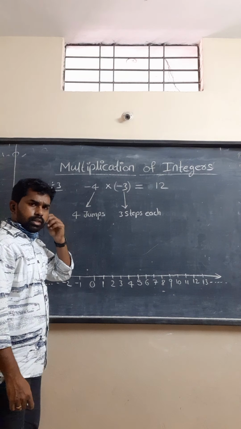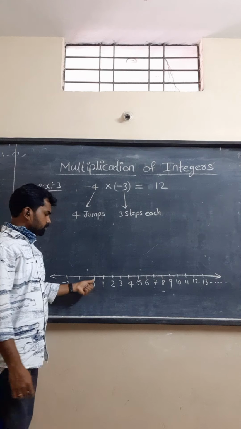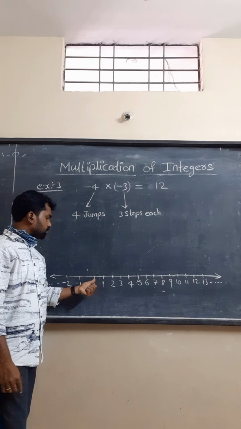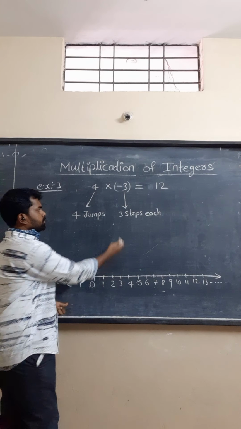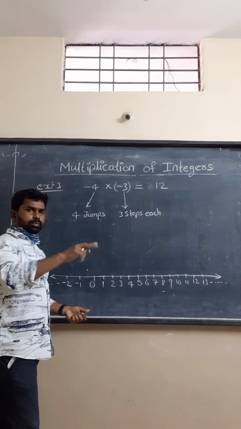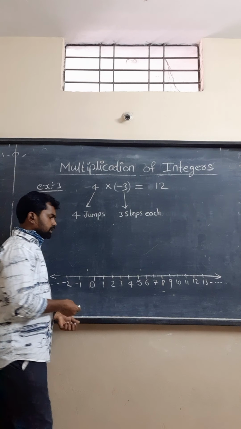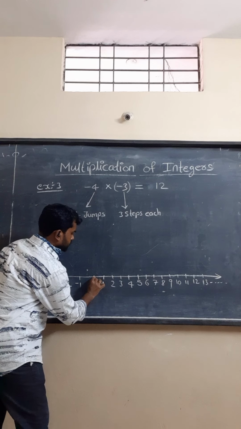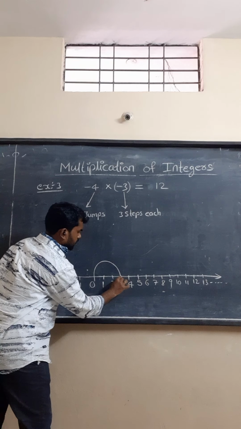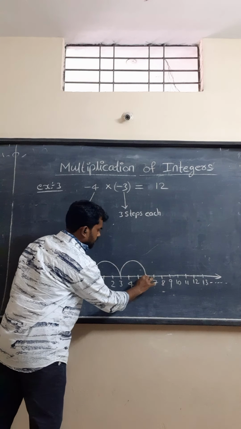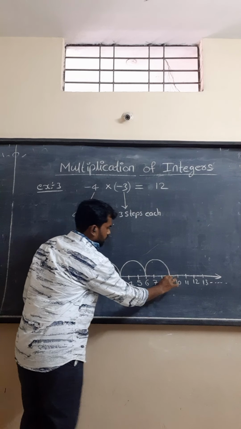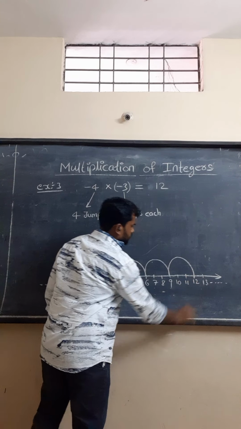Now see, where should I start drawing the curve? From 0. Correct? From 0. From 0 to how many steps? 3 steps. 3 steps means that is 3 table only. 3 steps we need to take. 3 table. From 0 you go first to 3, then after 6, then after 9, and then after 12.